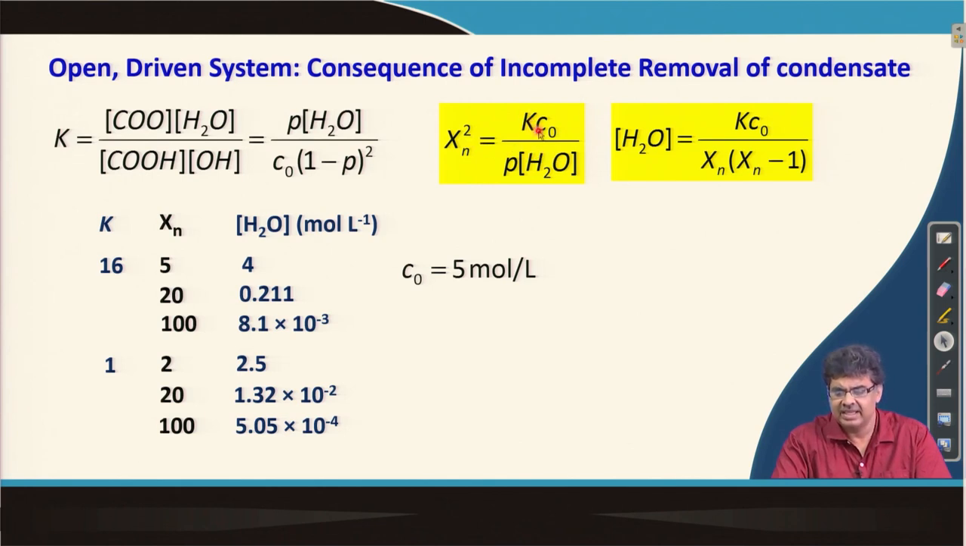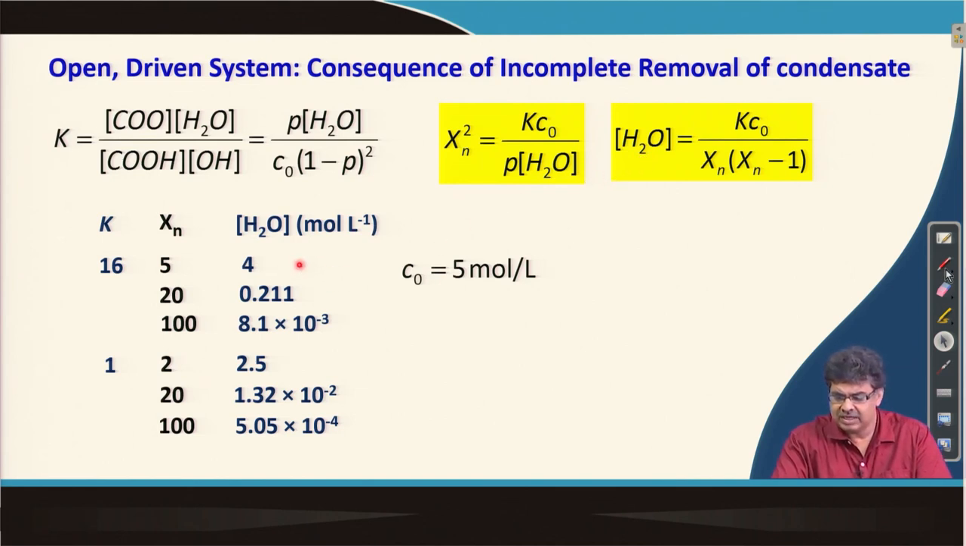So for a given K, if we increase the amount of H2O remaining in the medium, the degree of polymerization will come down. So basically, we should try as much as possible to remove the small molecular condensate to increase the molecular weight of the polymer. Let's see the consequence of this remaining H2O in the system.